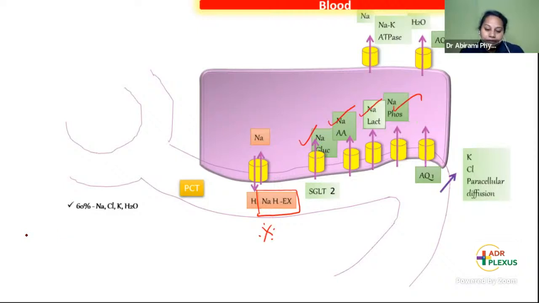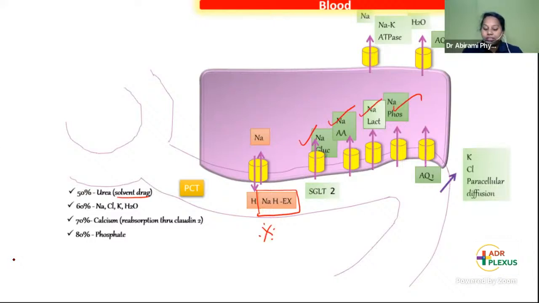So next let's see. 50% of urea is reabsorbed. This is by simple solvent drag. What is solvent drag? When the solvent water is moving, along with water, urea is also dragged. So by this way, 50% of urea is reabsorbed. 70% of calcium is reabsorbed through proteins called claudin 2. It's a junctional protein, claudin 2.